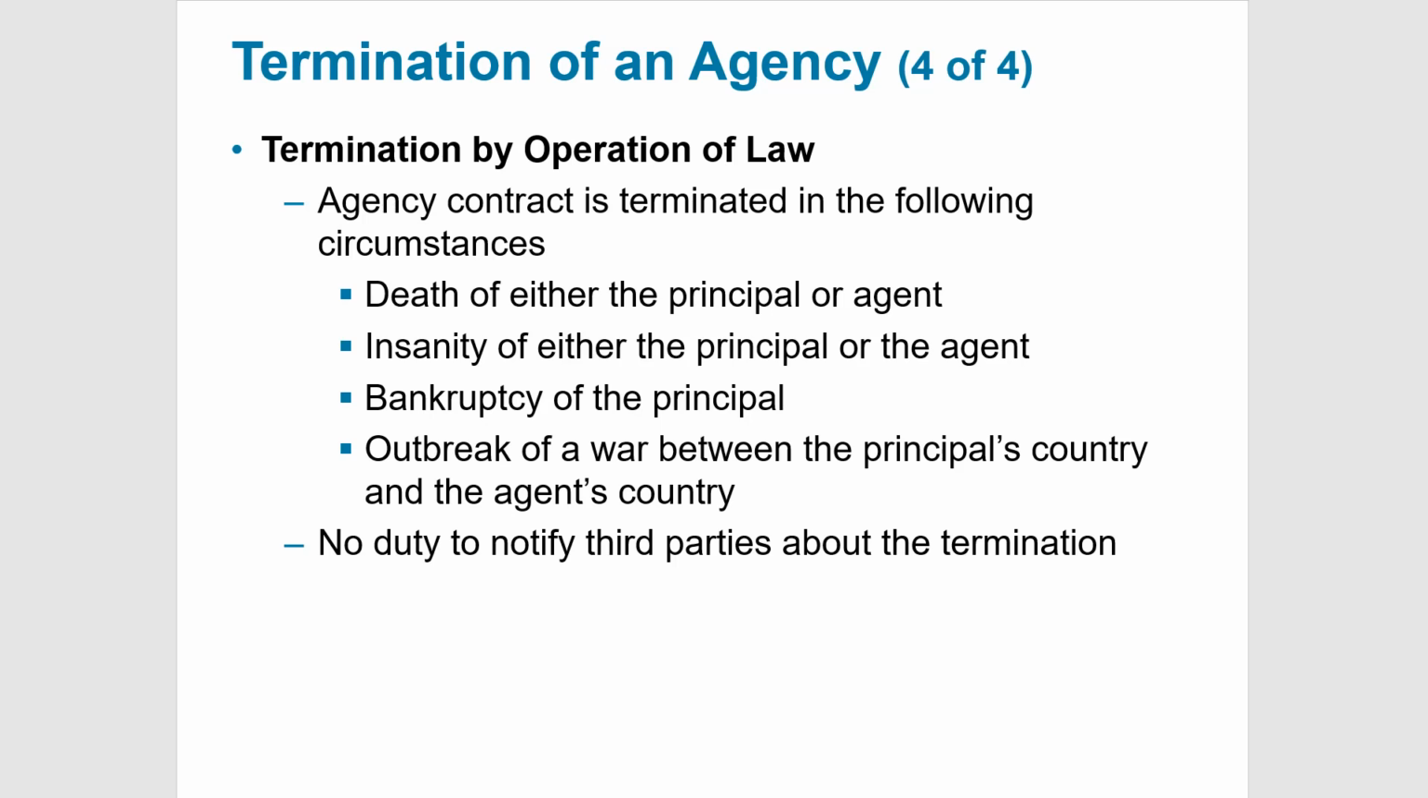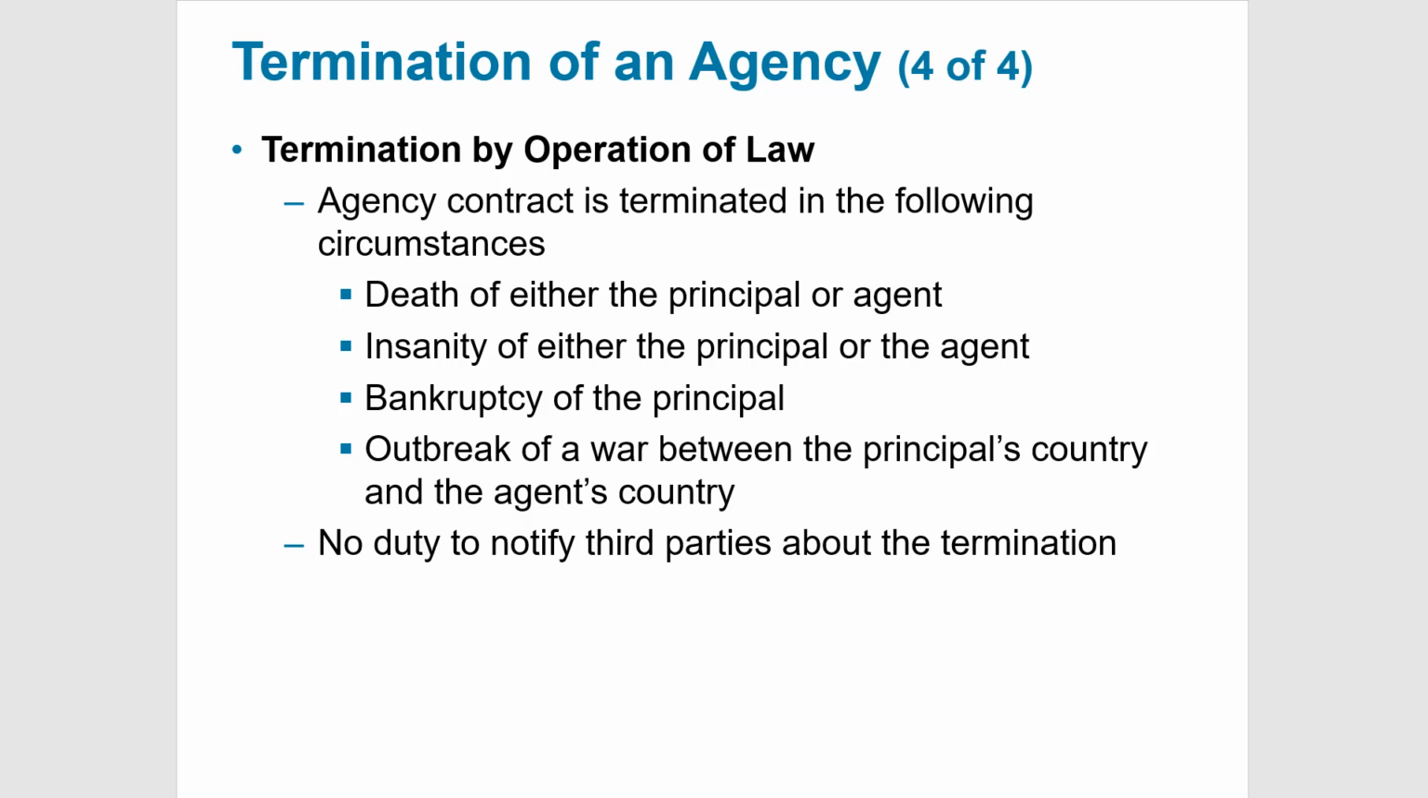We can also have termination by operation of law. So certain times when the law just says, well, agency relationships no longer apply here, and they would be automatically terminated by operation of law. So if the principal or agent, either one dies, then it's terminated. If either one is declared to be insane, it will be terminated. If the principal declares bankruptcy, it would be terminated. Or if we have an outbreak of war between the principal's country and the agent's country, then we can terminate that agency relationship. That can become an issue if we have these big international contracts.